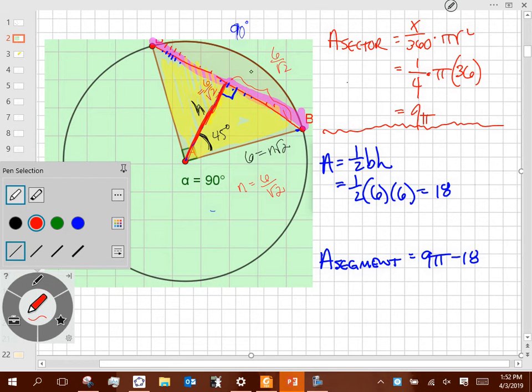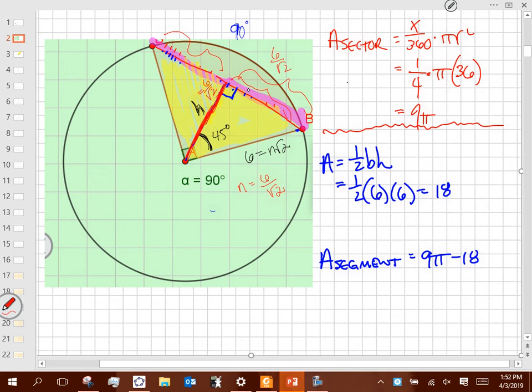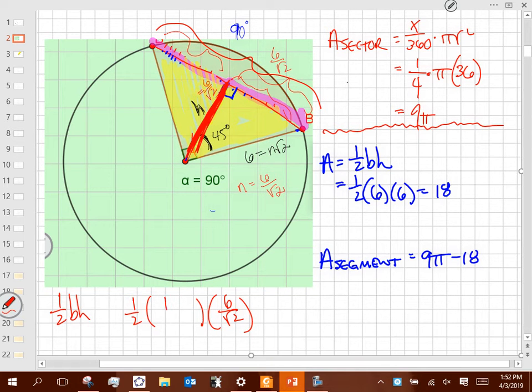But if this little section here is 6 over root 2, what's this little section? 6 over root 2. What's 6 over root 2 plus 6 over root 2? 12 over root 2, right? So as we work through that, we find that this altitude right here is 6 over root 2, so that's H. And this distance right here, which is B, is 12 over root 2.